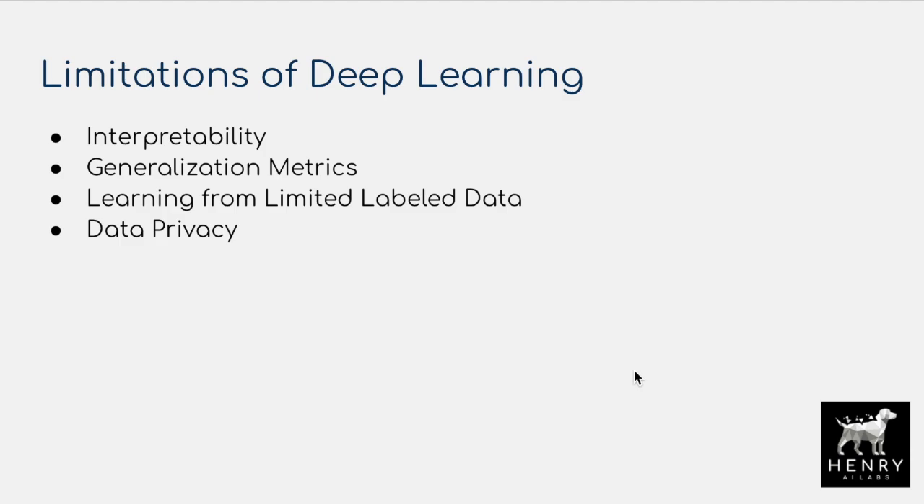At the end of presenting these applications, we'll review some limitations of deep learning. These include interpretability, how can we understand why the deep learning system has made the prediction it has, generalization metrics, how can we trust it once we deploy it into the wild, and what kind of examples might it fail on. Then learning from limited labeled data is a huge theme in a pandemic response situation, especially with, say, medical image analysis where we don't have much data at the beginning of the pandemic.